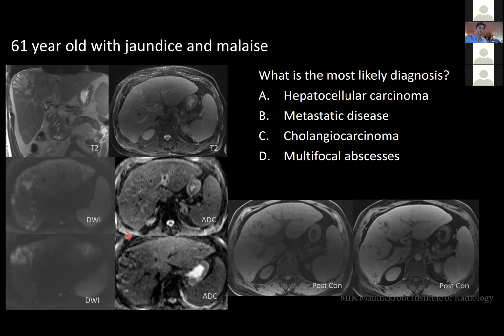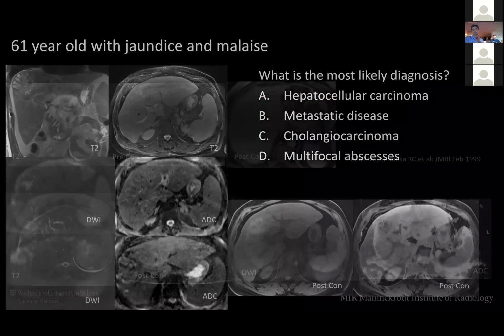And then there's some diffusion restriction on the ADC map. You come on to the post-contrast images, you see areas with small peripheral enhancement. This is indeed multifocal abscesses in this patient. They can look like mass lesions. They can look like lesions with metastasis. But we need to recognize that if you have diffusion restriction, abscess should always be in your consideration.